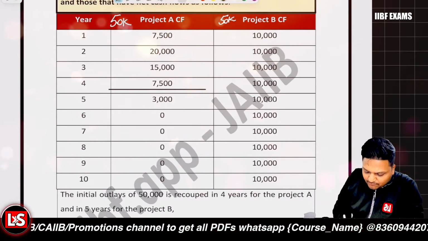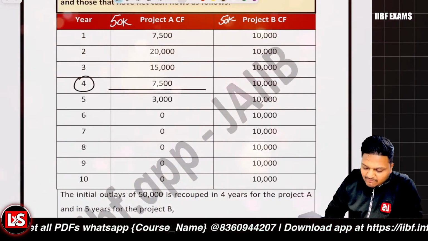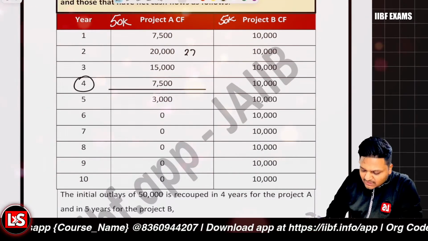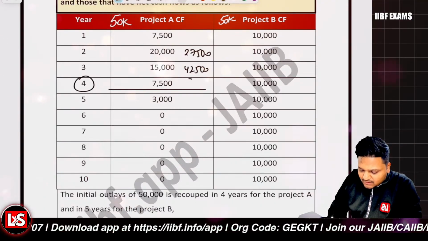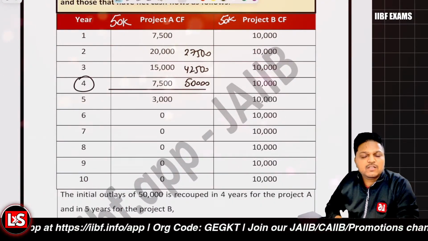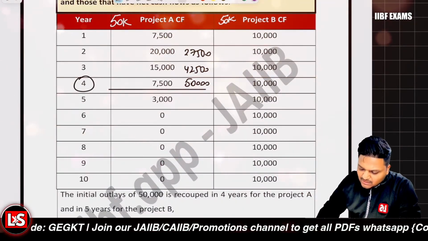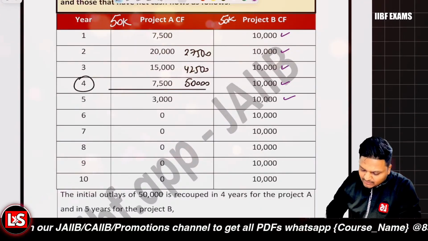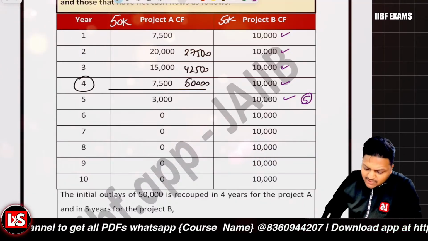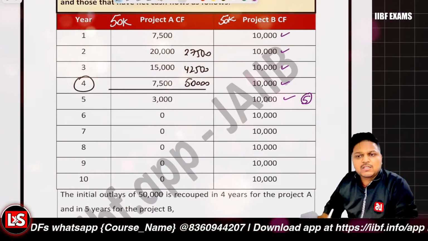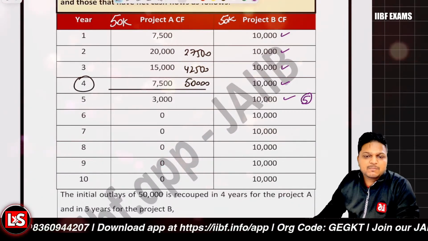Here we received the complete inflows. So for the first project, the payback period is 4 years. Why? 7,500 plus 20,000 means 27,500, and further 42,500, and further 50,000. The initial investment is completed here. For project B, it is 10, 20, 30, 40, 50. It is 5 years. That is the payback period. Now we consider that project A is better, but actually you're receiving more cash flows in the case of project B, not project A.